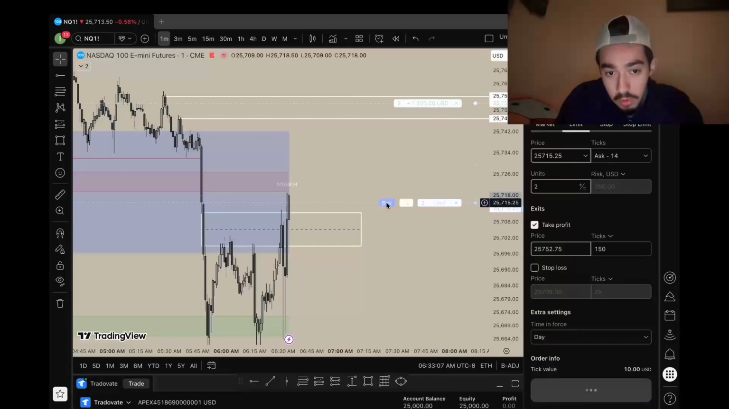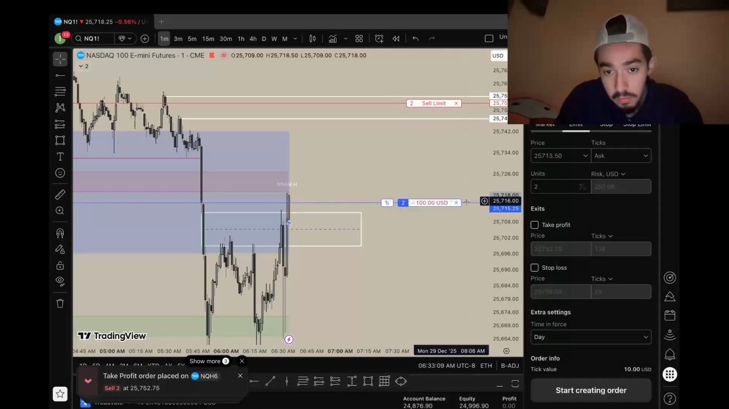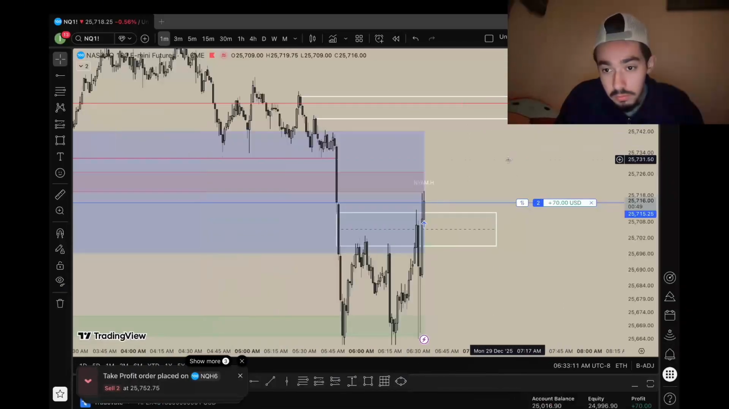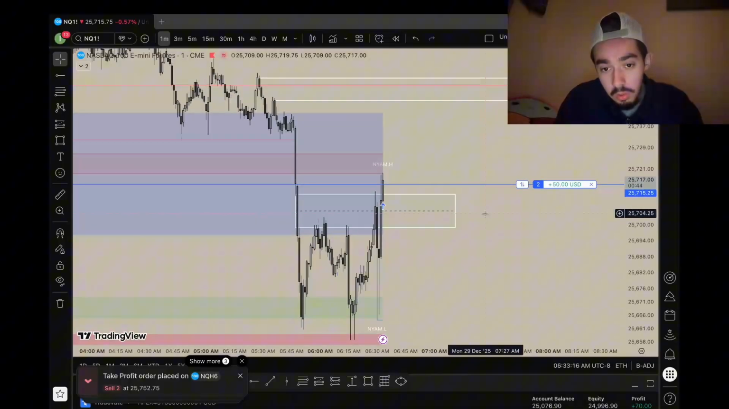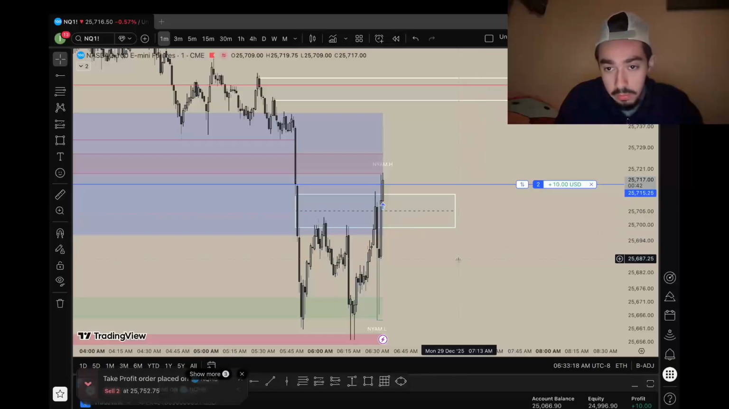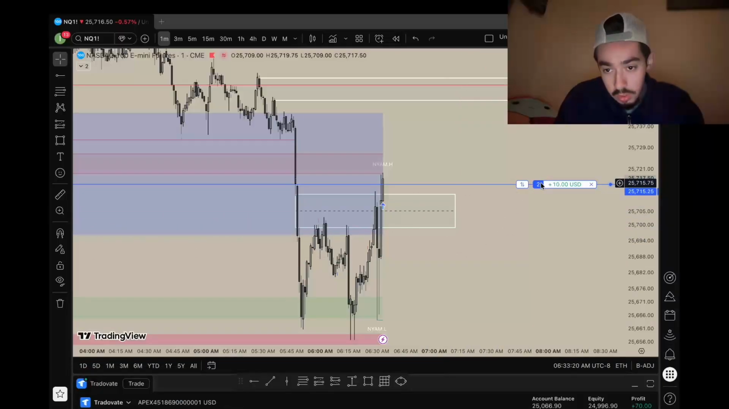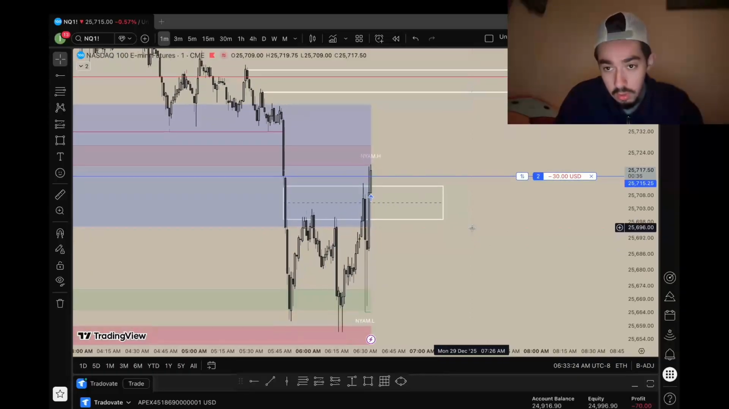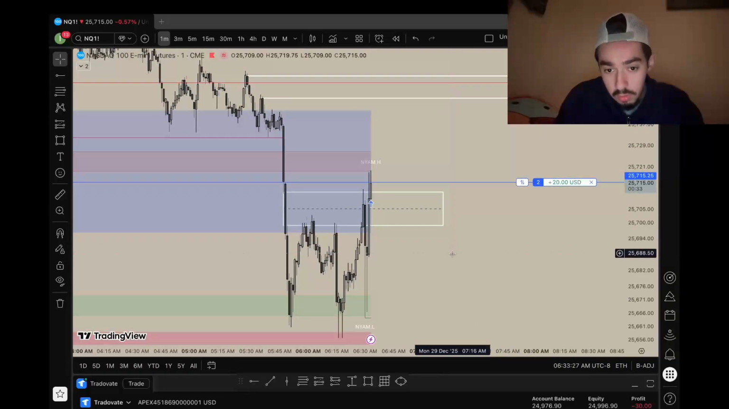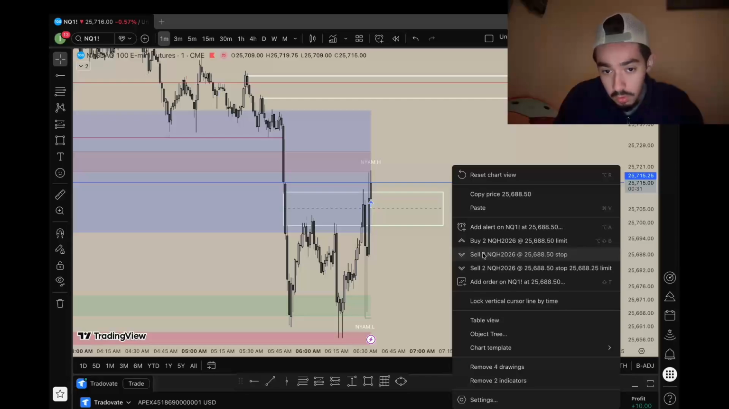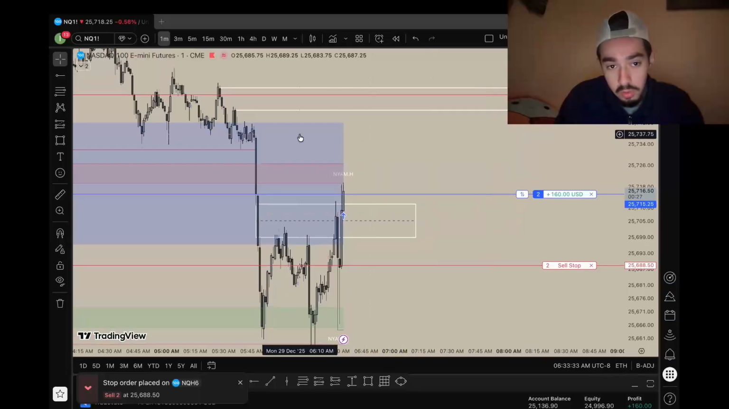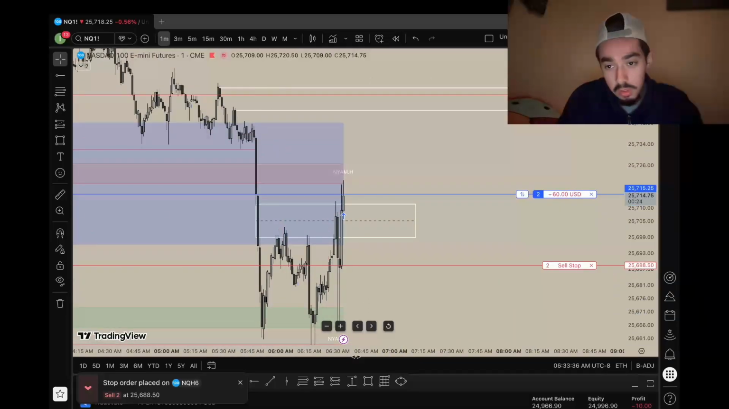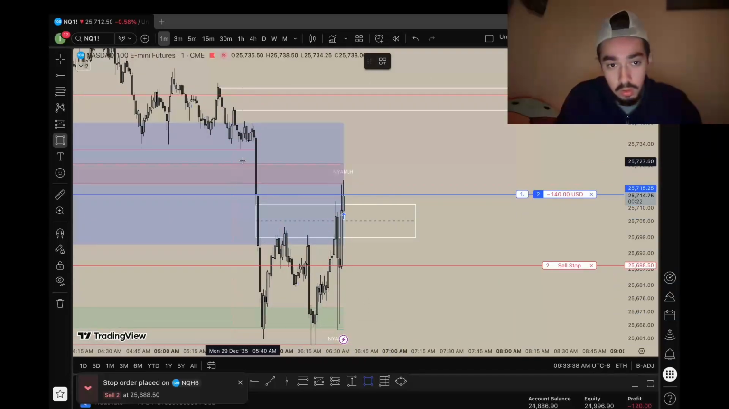Yeah, so my entry. And then I'm going to make my stop loss under this fair value gap, which technically should be, I think, right here. And then once we close above this fair value gap on this side, we are going to go breakeven.